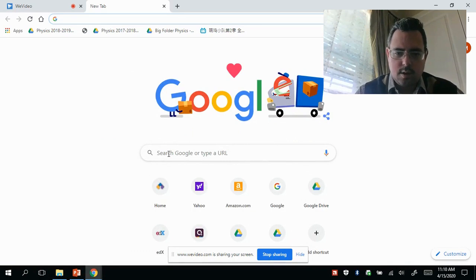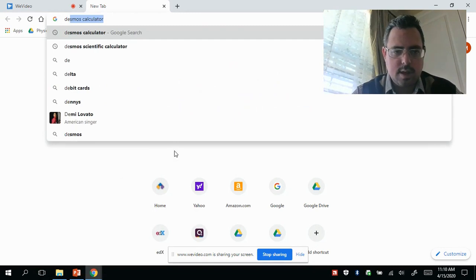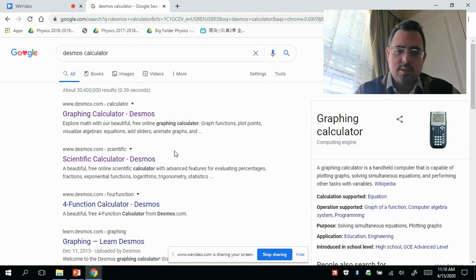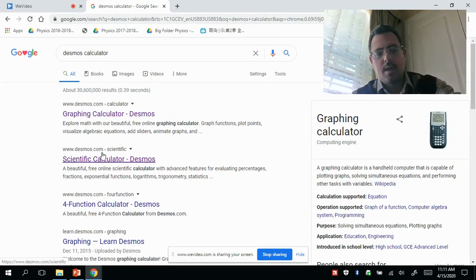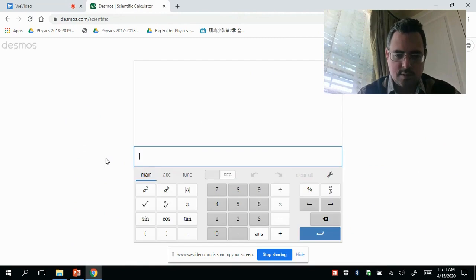Go to Google, and this works on a phone or a computer, and we're typing Desmos calculator, D-E-S-M-O-S, then another word, calculator. When you search that, you see a graphing calculator and a scientific calculator. Let's use the scientific calculator, because it has much less confusing buttons and just the buttons that we need to do scientific notation.